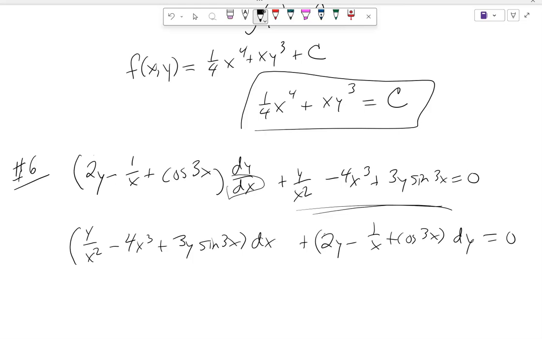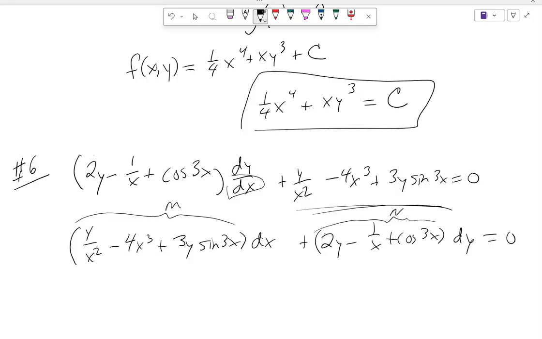Okay. Now, again, we do our check. If it's not exact, well, currently we would be screwed because we don't know how to attack it. We'll talk about a way we can possibly attack it if it's not exact here in a little bit. Okay. So this better be exact, or we just say it's not exact and go on with life. Okay. So in order for it to be exact, we need to identify our pieces. This again here would be your M. This part here would be your N. I need to take the partial of M with respect to Y and hope it's the same thing as the partial of N with respect to X.